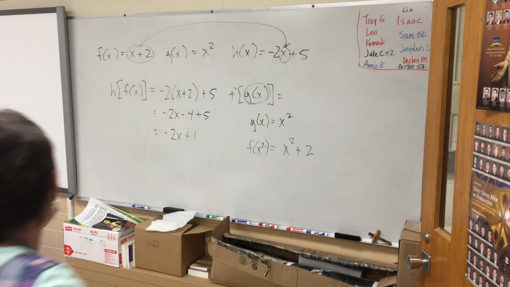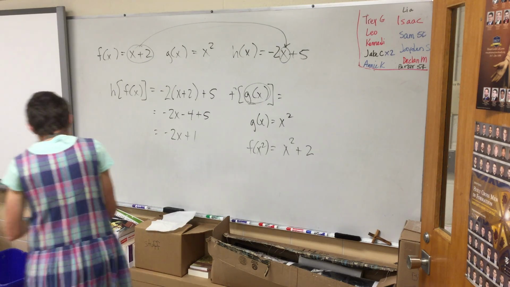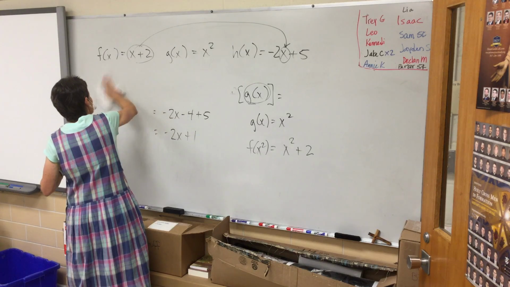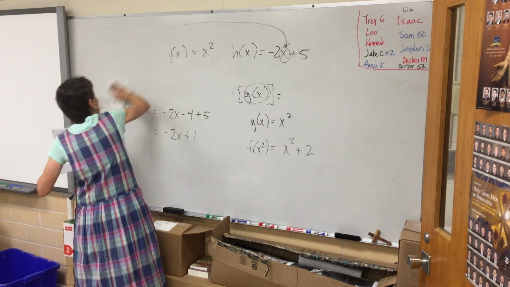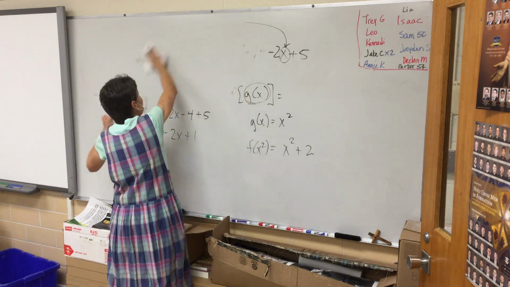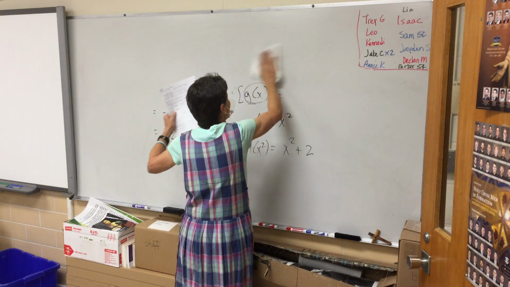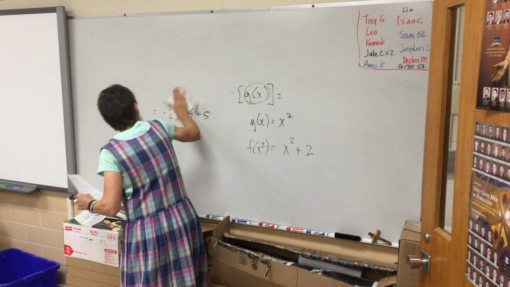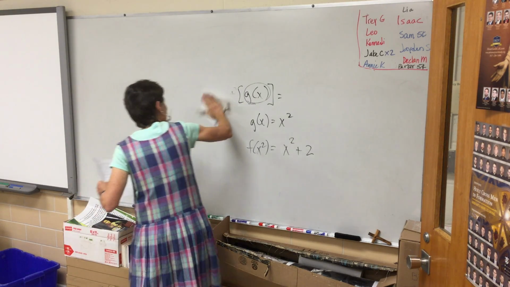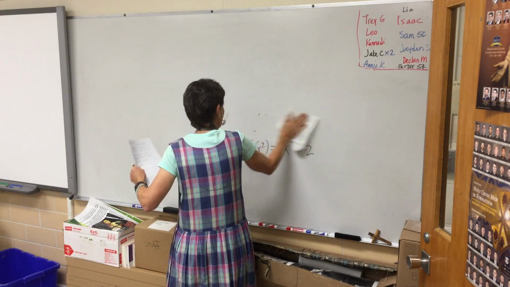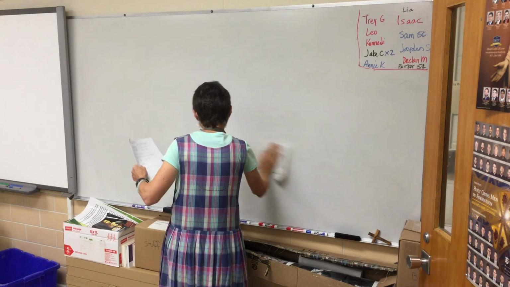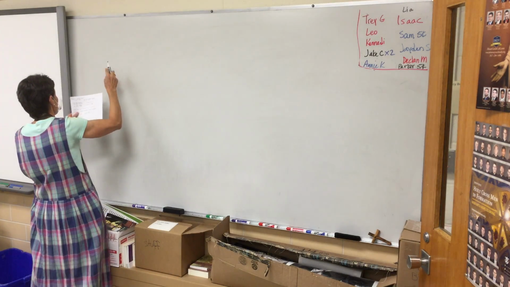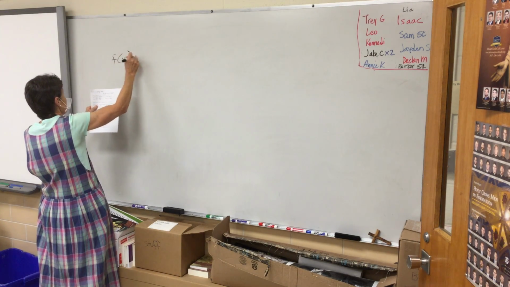Just to save paper. All right, so here we go. Number 1 says, what's the domain? What are our 2 rules for domain, guys? We got to know this. What are the 2 rules for domain? If there's a radical, whatever's under the radical has to be greater than or equal to 0. And whatever's in the denominator cannot be 0.